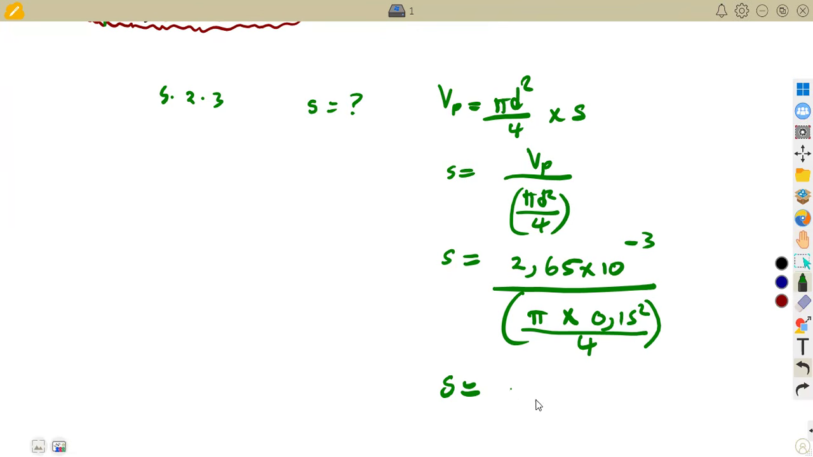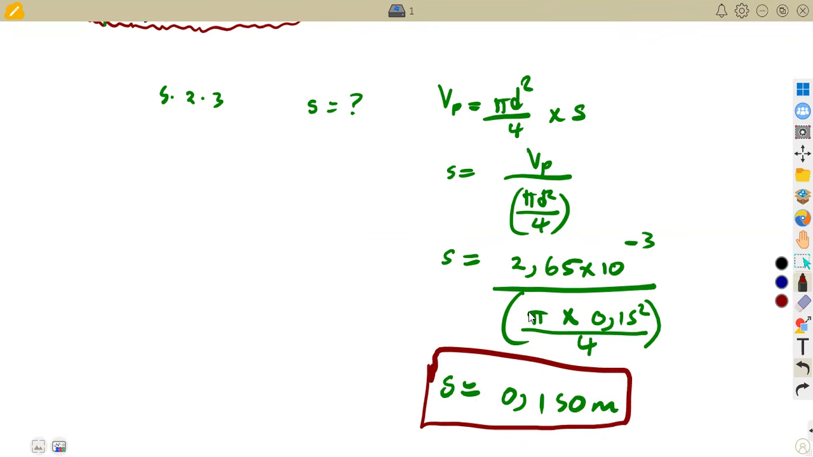So this will be 0.150 to 3 decimal places. So that's 0.150. That's 150 in meters. All right. So this is your stroke length. That is how you're supposed to have your stroke length.